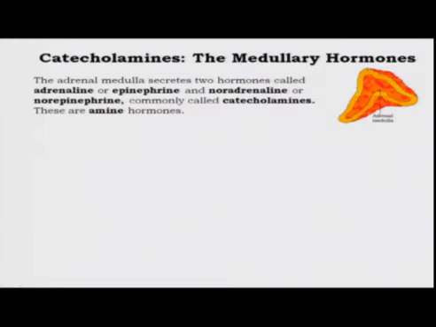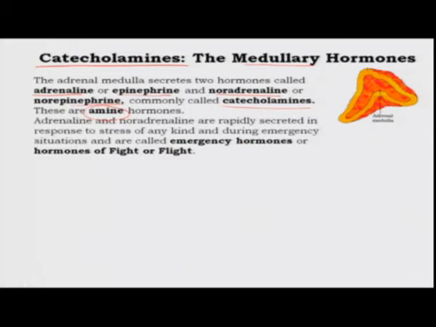The first type of hormones produced by the adrenal gland are called the catecholamines. These are the hormones produced by the medulla of the adrenal gland, which is situated in the center. What are these hormones? They are called adrenaline or epinephrine, and noradrenaline or norepinephrine. These are both derived from tyrosine through the action of several enzymes which cause several modifications. Together, epinephrine and norepinephrine are called catecholamines, and these are amine hormones.